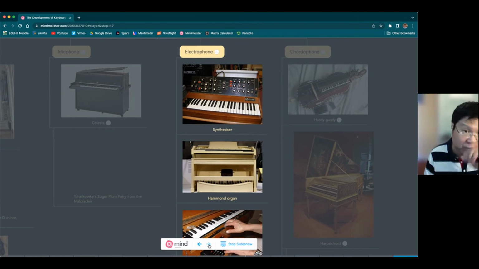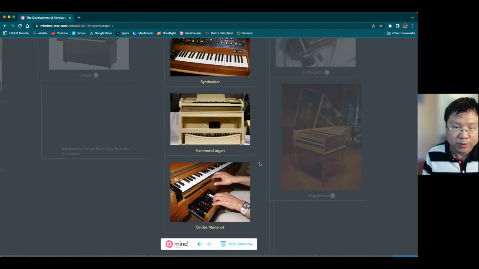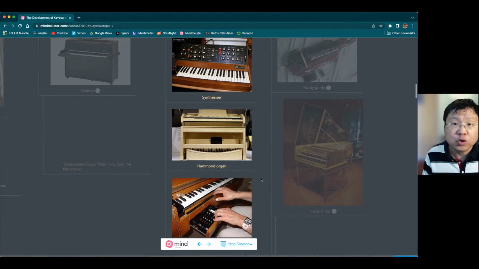The last type of keyboard instruments are electrophones. I have three examples: the synthesizer, the Hammond organ, and the Honda Smart Piano. We will talk about these instruments when we are learning about electronic music later.